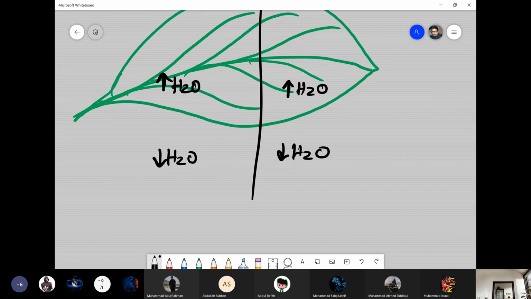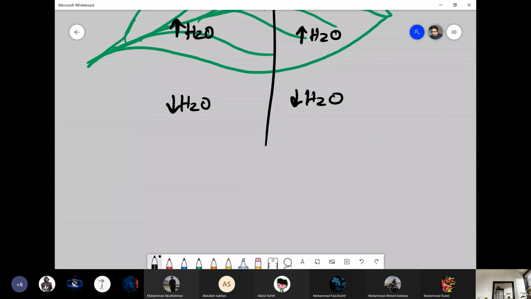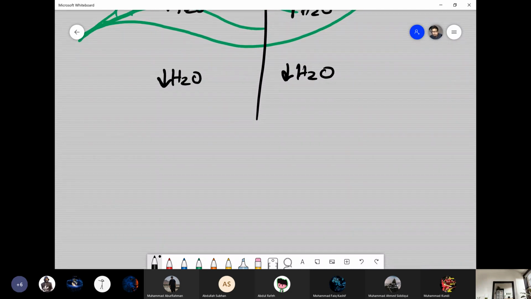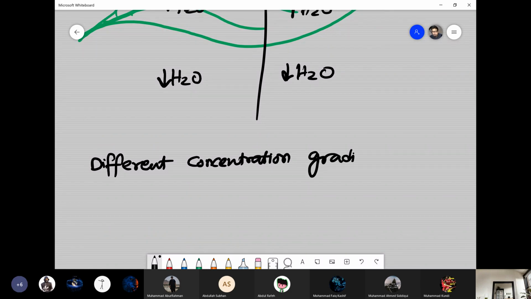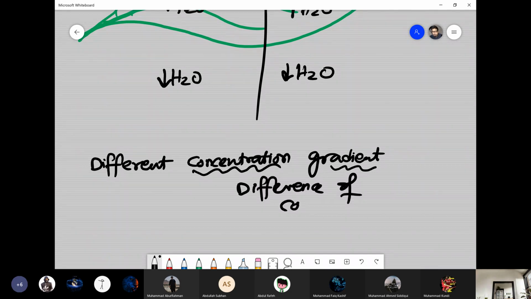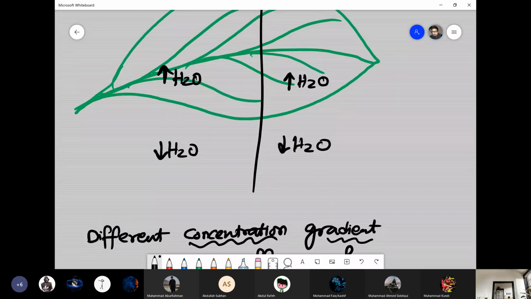But the concentration difference will be different. What we say is that there will be a different concentration gradient. Now, what does this concentration gradient mean? It means a difference of concentration. Now, let me tell you how this difference is there. Let me tell you, boys.